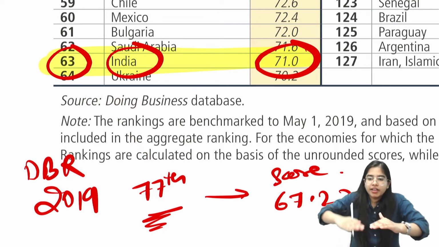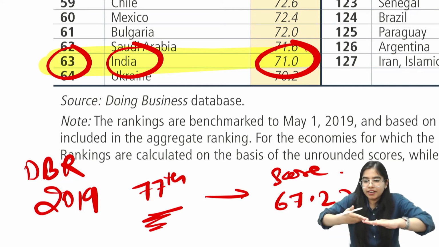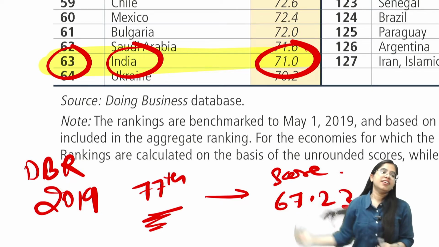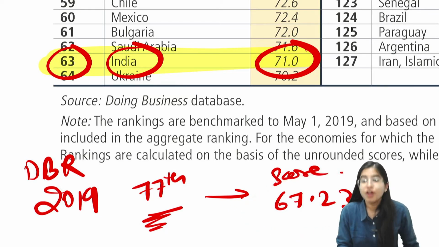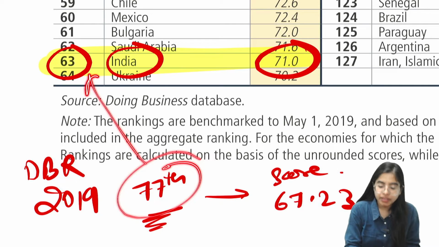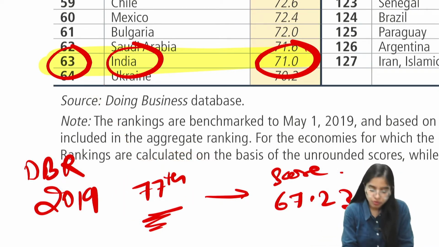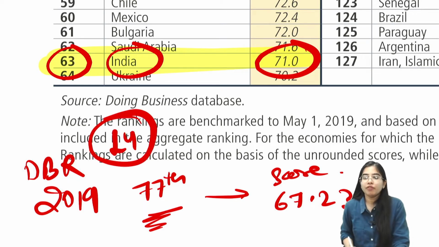Is this good or bad? Has India improved or been demoted? Yes, very nice. Improved. Our score improved from 67 to 71 and that is why earlier we were in 77th position but now we are in 63rd position. So how many positions did we improve? We improved 14 positions.